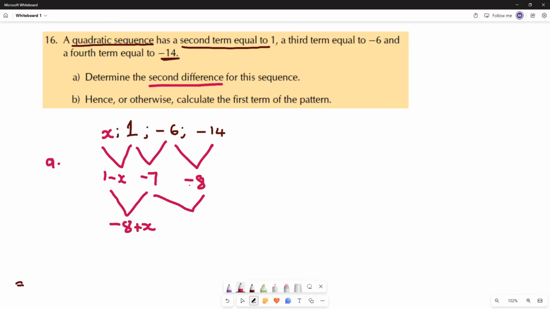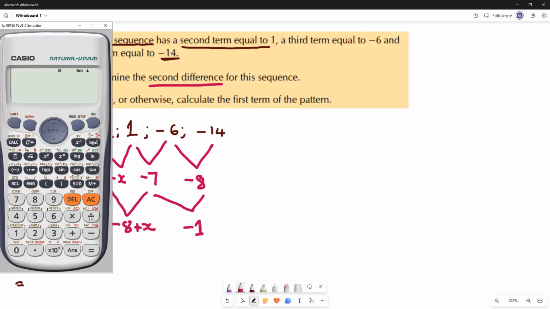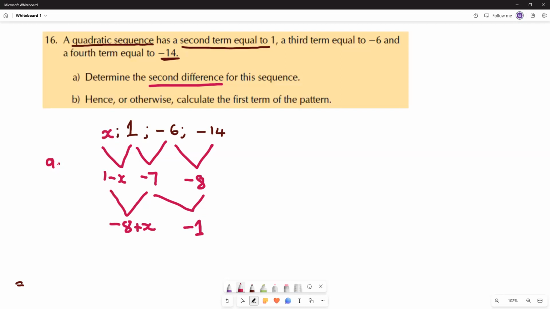Then let's see what this gives us. -8 minus -7 will give you -1. Let's confirm. There's nothing wrong with confirming, ladies and gents. -8 minus -7 gives us -1. And they told you that this is a quadratic number pattern, so you already know that the second difference is equal to -1. Perfect. That is A, because the value of the second difference is there.